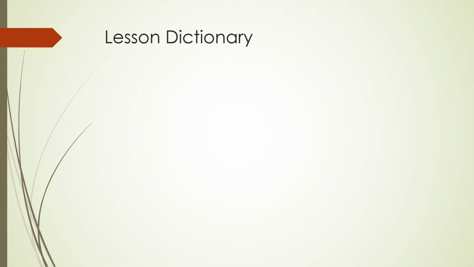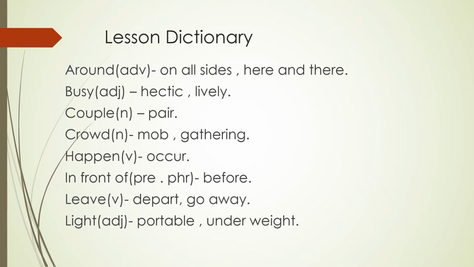So dear students, here is the lesson dictionary for you, and here are some different word meanings, and these word meanings will help you to understand the text clearly. We should also know what kind of parts of speech these words are. So let's start. First of all, the word is around. Around is an adverb, means on all sides, here and there. Busy. Busy is an adjective, means hectic, lively. Couple. Couple is a noun, means pair. And crowd. Crowd is a noun, means mob, gathering. Happen. Happen is a verb, means occur.